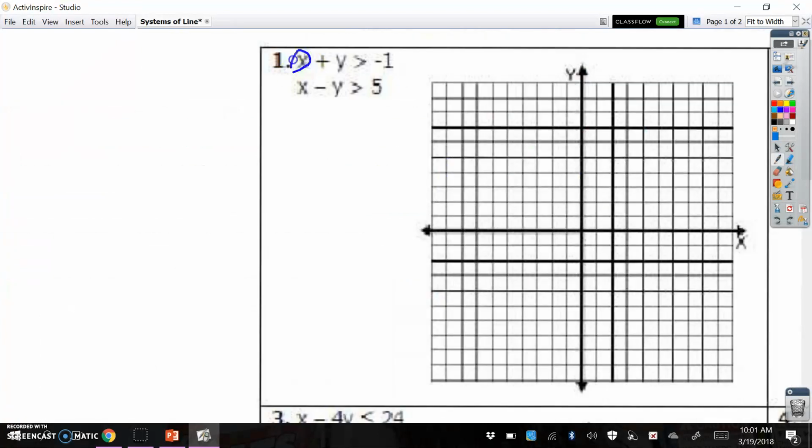We're going to take this first equation. Remember, we need to move that x over so that we can graph it. So we have y is greater than negative x minus 1. Okay, so let's graph that line. So we go down 1. The slope is going to be negative, so it's going down. Negative 1 over 1, right? 1 over 1.